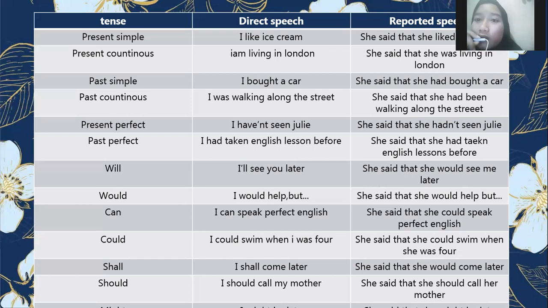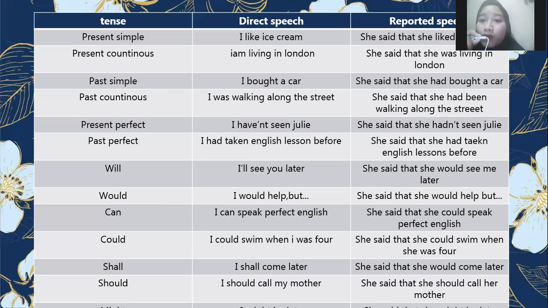Tense, past perfect. Direct speech, "I had taken English lesson before." Reported speech, she said that she had taken English lesson before. Tense will. Direct speech, "I'll see you later." Reported speech, she said that she would see me later.